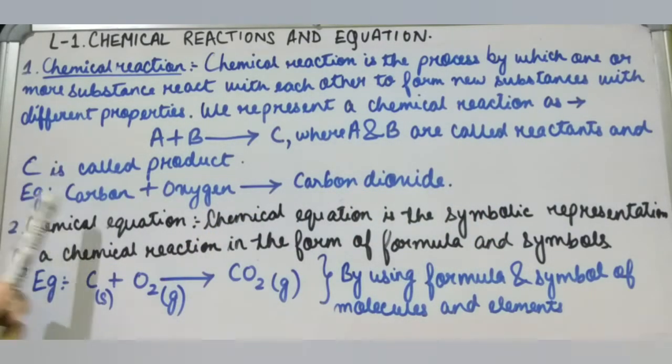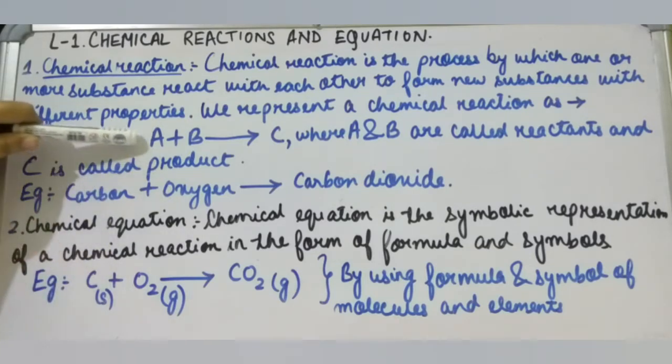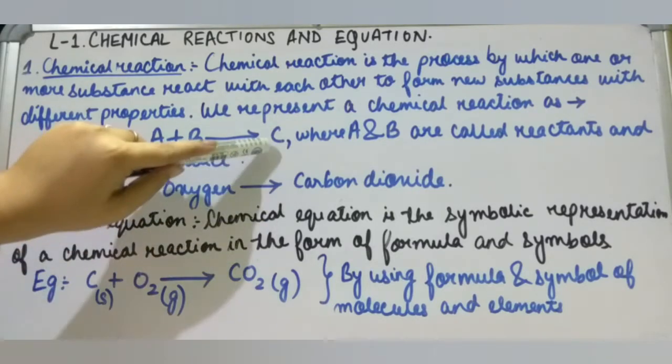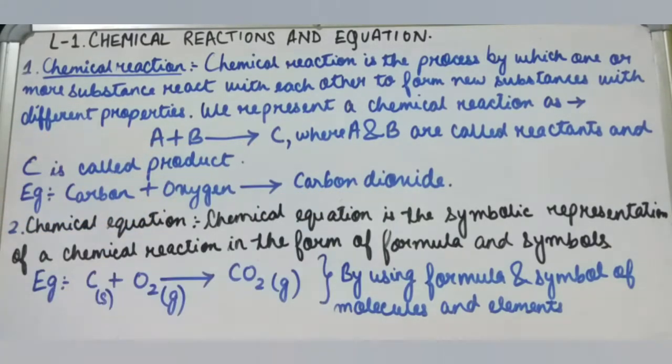So let's consider an example. Carbon is considered as A, B is oxygen and C is carbon dioxide. So we write a chemical equation as carbon plus oxygen gives us carbon dioxide. So next let's go for chemical equation.